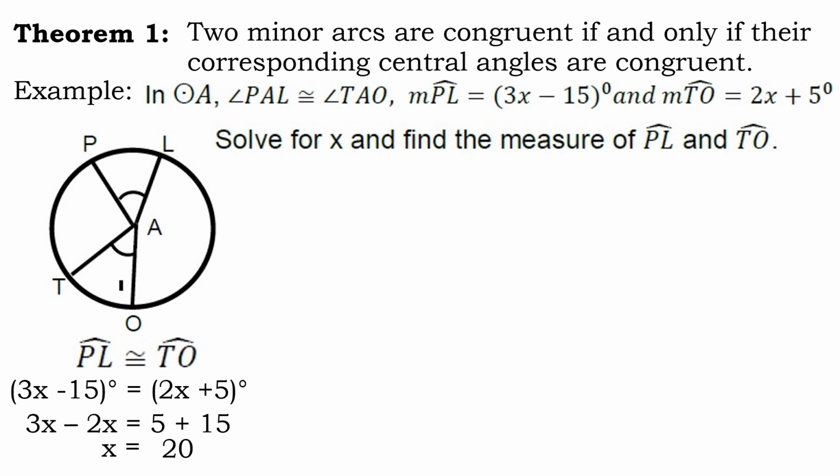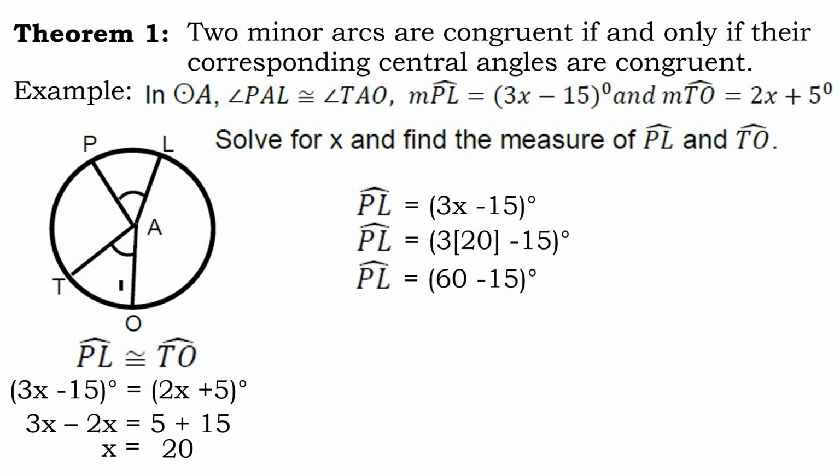If x is equal to 20, from the measure of arc PL, which is 3x minus 15 degrees, let us substitute the value of x. Arc PL is equal to 3 times 20 minus 15 degrees. And 3 times 20 is 60 minus 15. Therefore, arc PL is equal to 45 degrees.